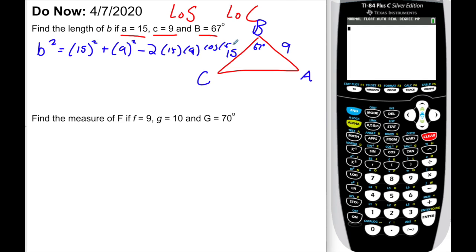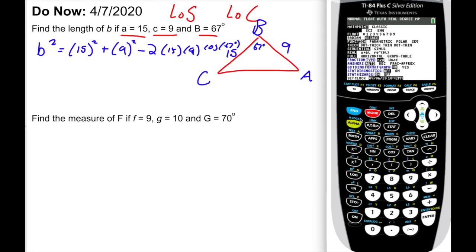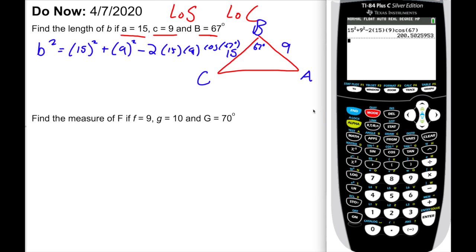cos 67. Okay, and so I'll jump on my calculator and figure that out. So I've got 15 squared plus 9 squared minus 2 times 15 times 9 times the cosine of 67. What I get is about 200. I should technically check to make sure I'm in degree mode, which I am.